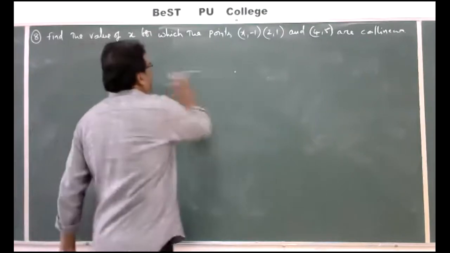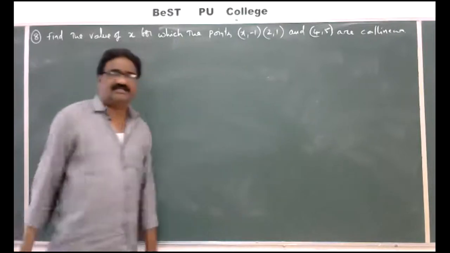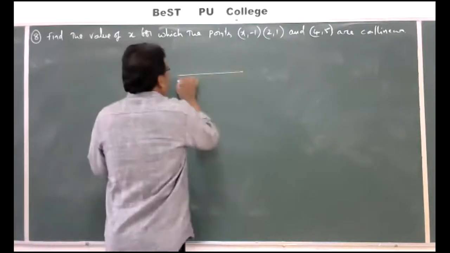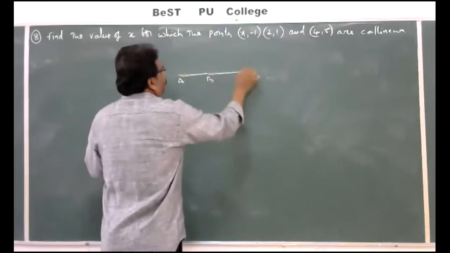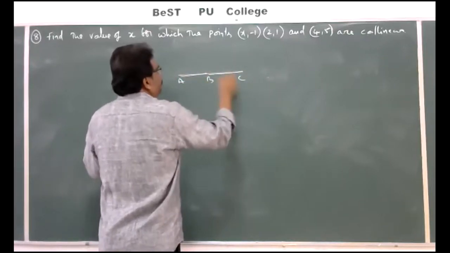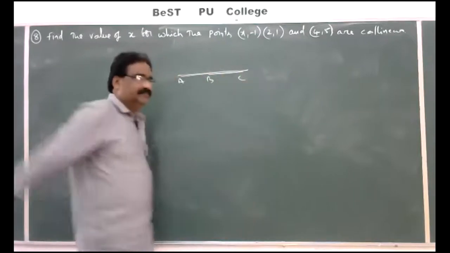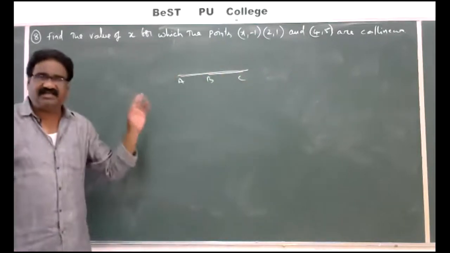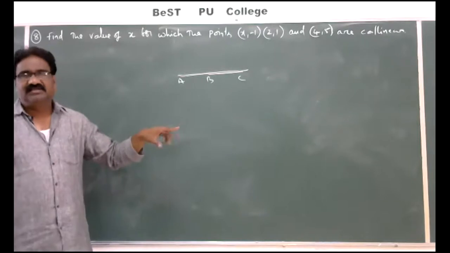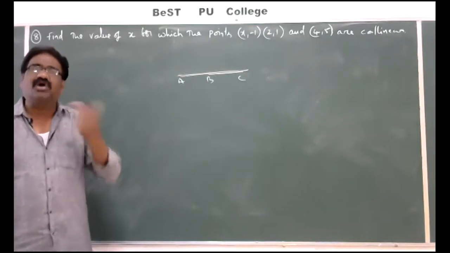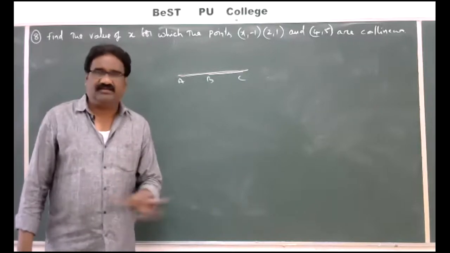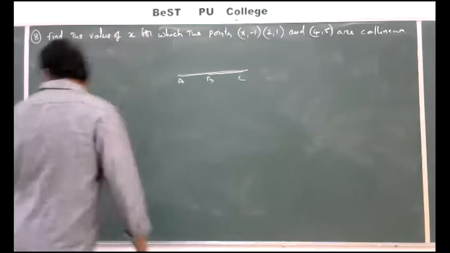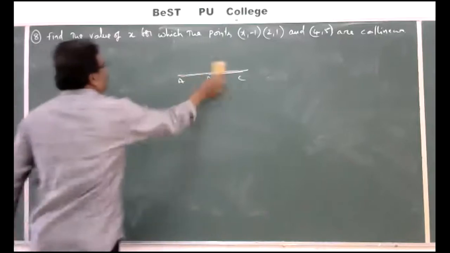And another way is, for example, we consider ABC, length of AB, length of BC, the sum of AB plus BC is equal to AC. You find out the AB length, AC length and BC length. If the sum of the two lengths is equal to the third length, then we say that the given 3 points are collinear. That is another method.